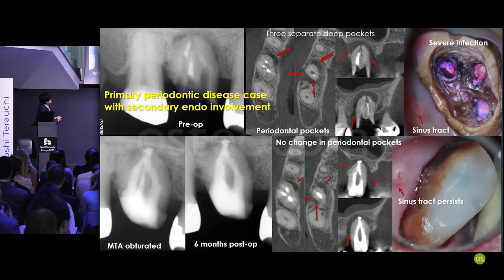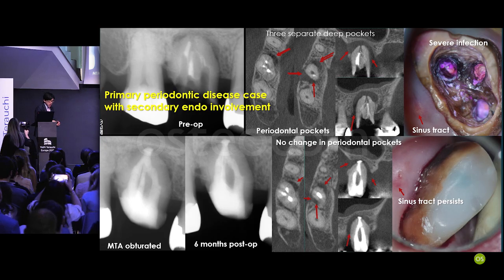So let me show you my case. This patient was referred to me. The patient was a 72-year-old female. I took a radiograph and CBCT. I found the apical radiolucency together with the perio lesion. I saw 3 deep probing depths, here and here and here. But I ignored the fact that I had 3 deep probing depths. I just did root canal treatment. That's all. I didn't care about perio lesions.